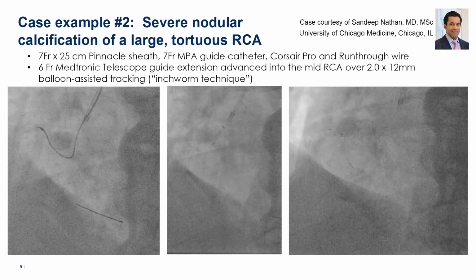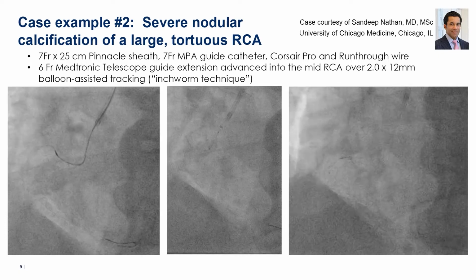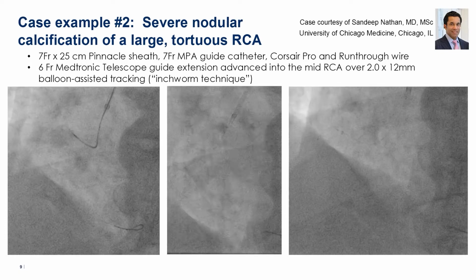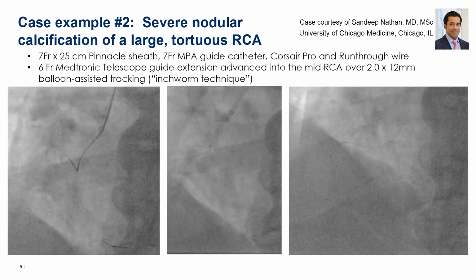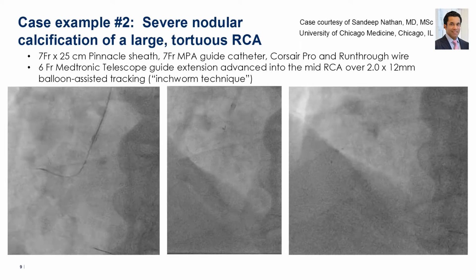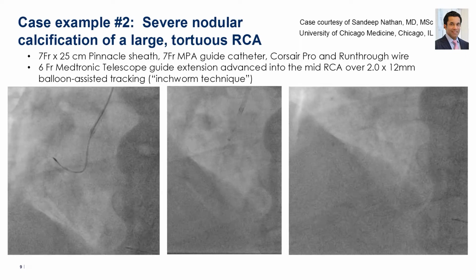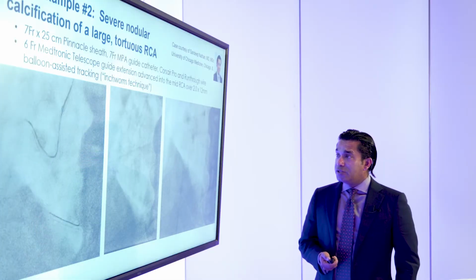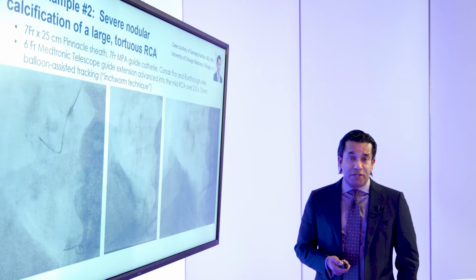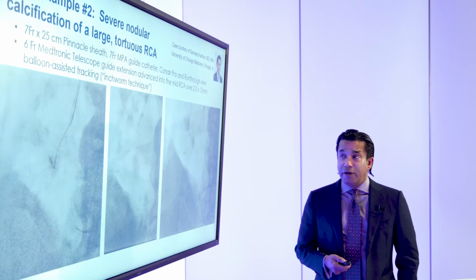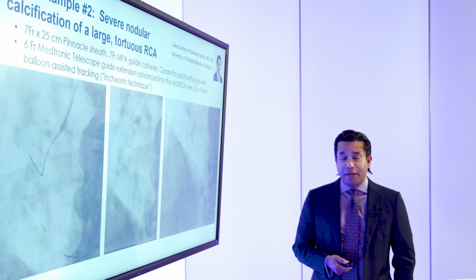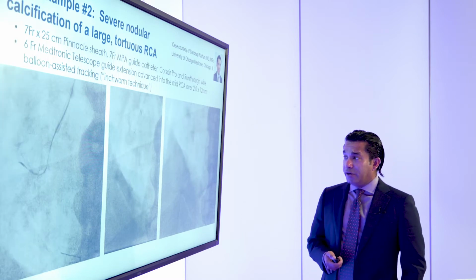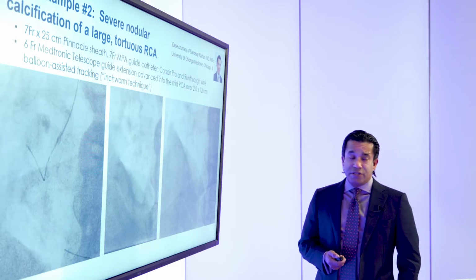We're crossing with a workhorse wire and then following with a Corsair Pro. And then we realized that that was going to be a challenge. So we used balloon-assisted inchworm technique, or balloon-assisted tracking, to get a guide extension. In this case, we initially tried a GuideLiner, and a 6 French Medtronic Telescope actually went further than the GuideLiner did. So we're kind of inching our way past the 360-degree loop to establish a base of operations a little bit further on and just proximal to the nodular calcium.